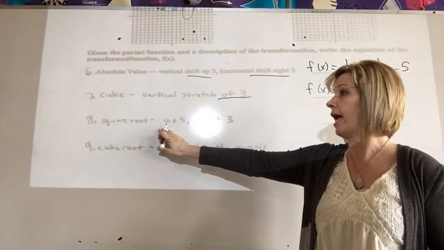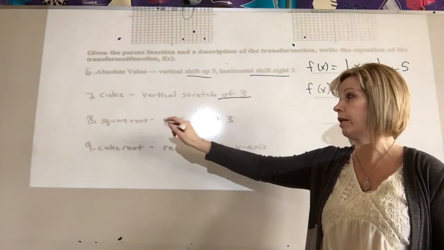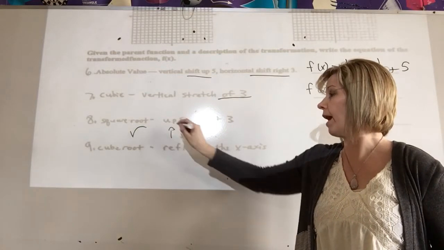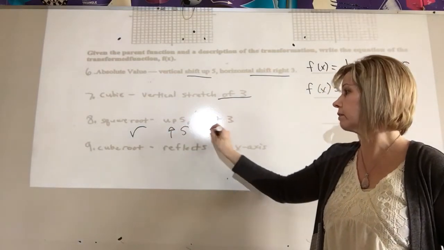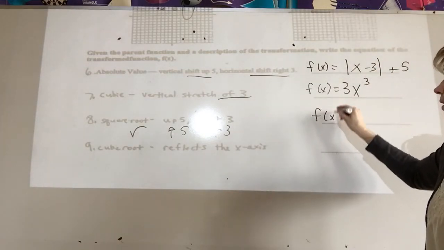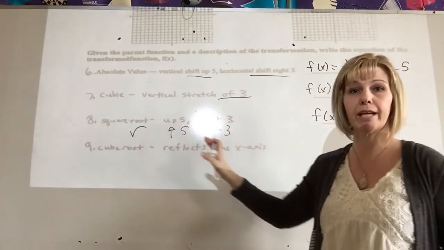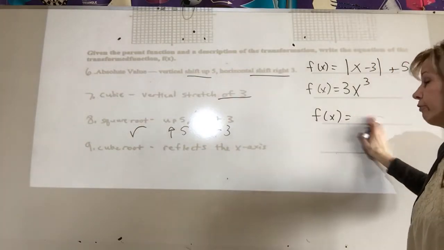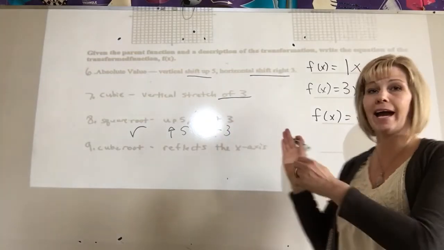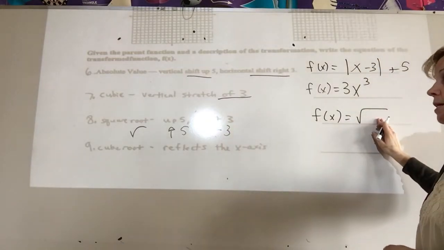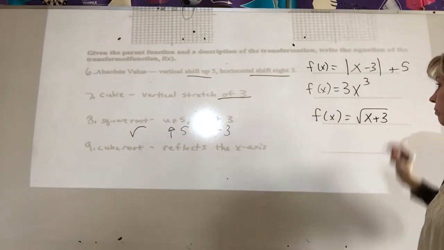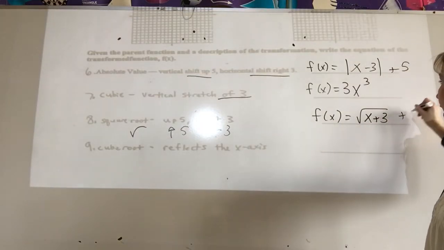So for number 8, we have a square root, so we need our radical symbol. It's going up 5 and to the left 3. So if we write our function, I would see it has no stretch, so it's just going to be a 1 in front, which I don't need to write, but if it's left or right, I have to extend my square root symbol. If it's left 3, it's actually going to be your x plus 3, and then it's up 5, plus 5 on the outside.